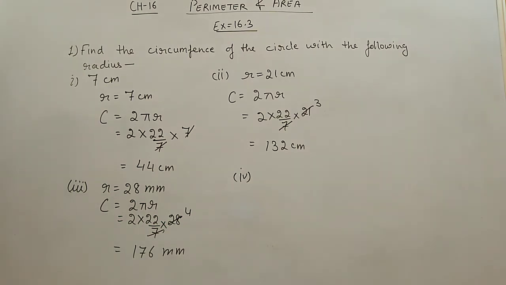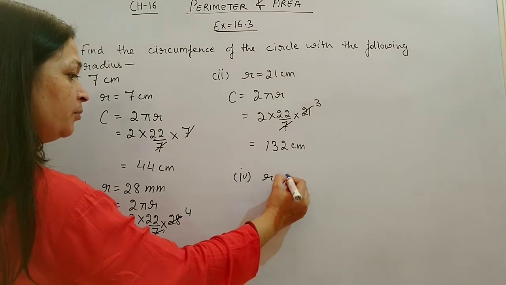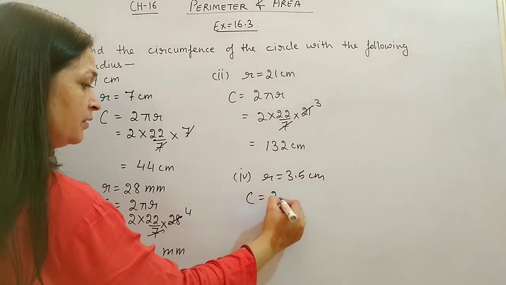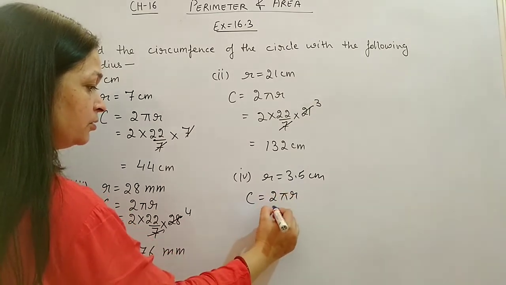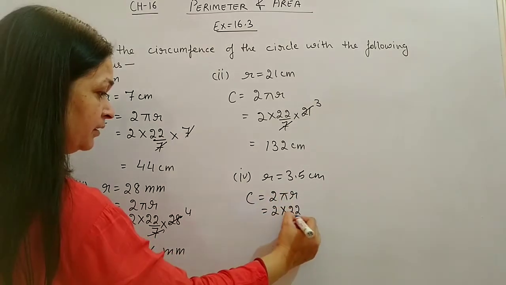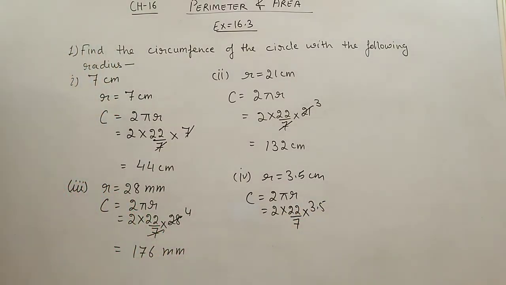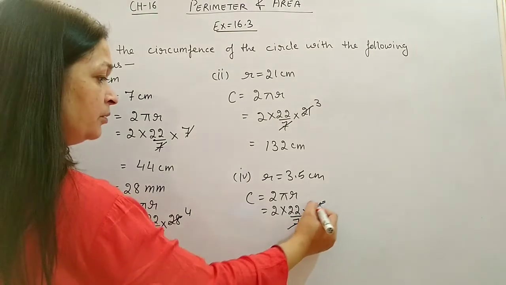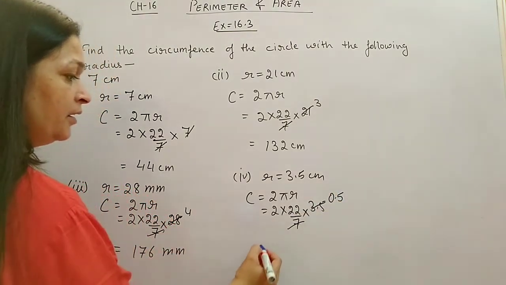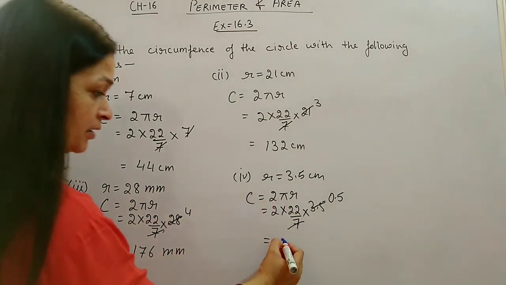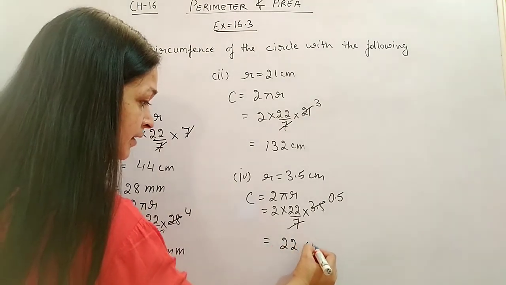Next, fourth part. R is given 3.5 centimeter. So circumference is equal to 2 pi r, 2 into 22 by 7 multiplied by 3.5. You can cancel by the 7 table. 7 times 0.5 is 3.5. Then you can multiply 2 into 22 into 0.5 is equal to 22 centimeter.